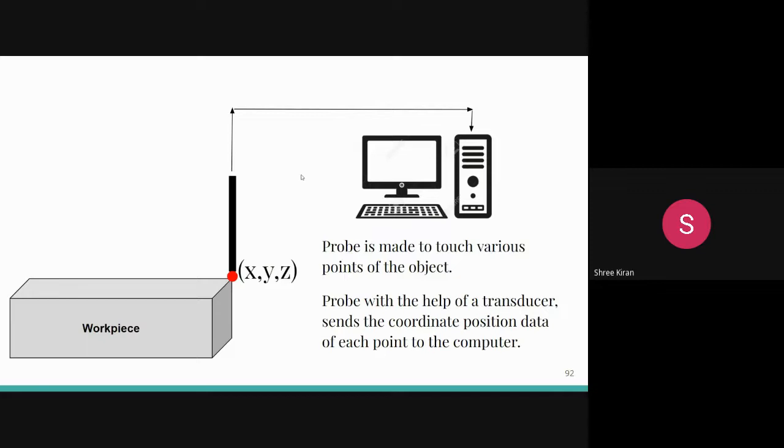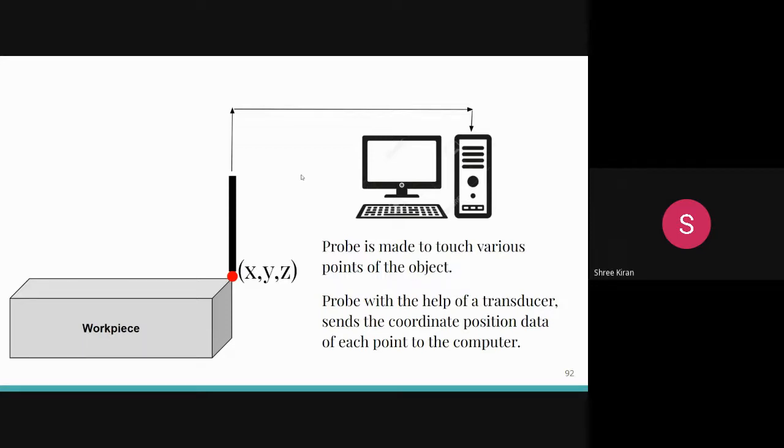We have a probe. The probe is made to touch various points of the object. Then the probe, with the help of a transducer, sends the coordinate position data of each point to the computer.